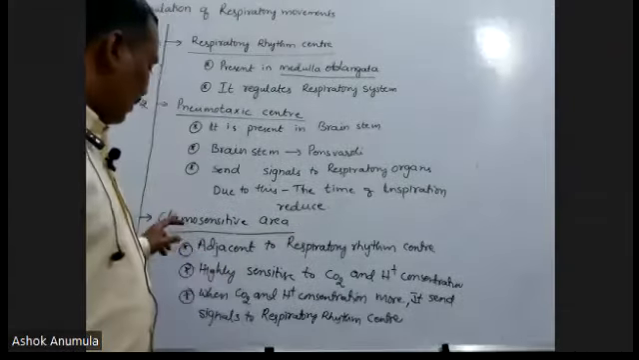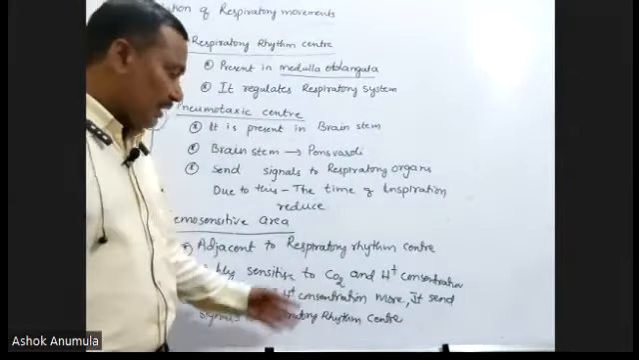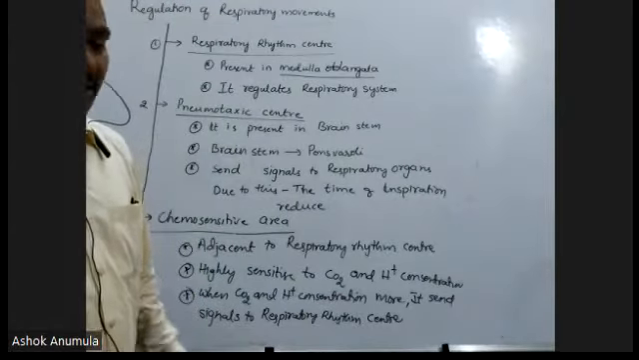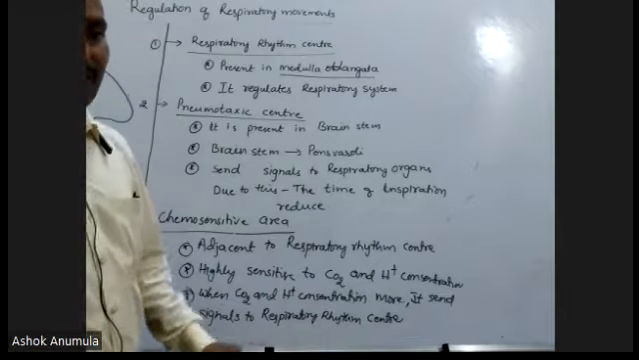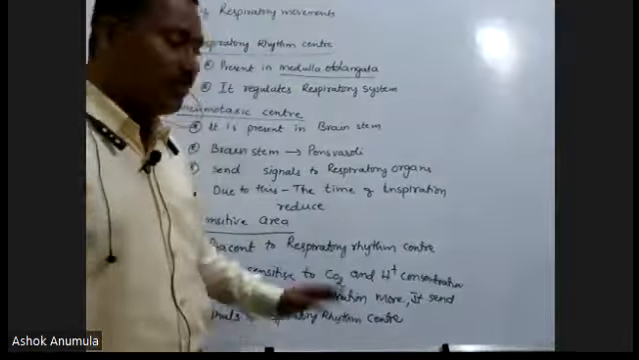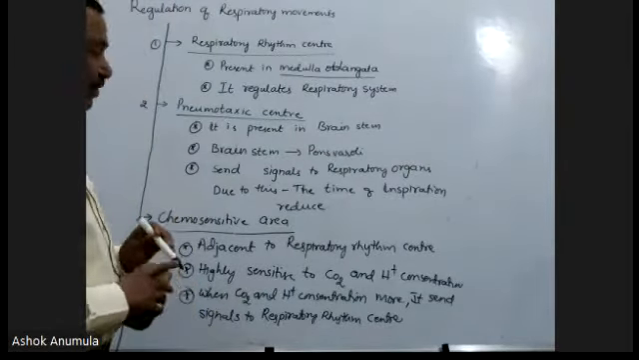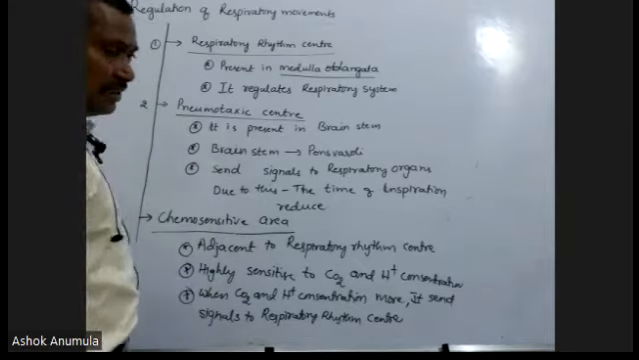When the CO2 and hydrogen ion concentration is more, it sends signals to the respiratory rhythm center. When it sends signals to the respiratory rhythm center, it controls the CO2 and H plus ion concentration. This is about the chemosensitive area, the respiratory rhythm center, and the pneumotaxic center.